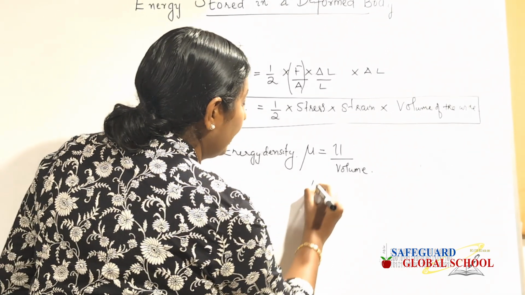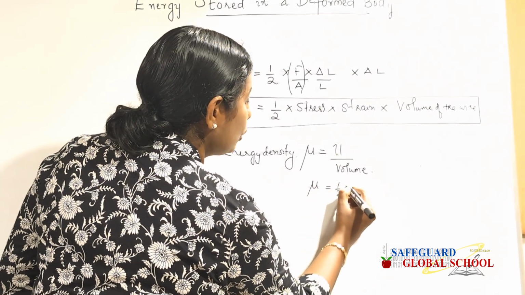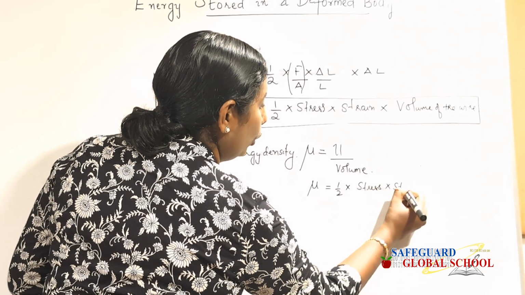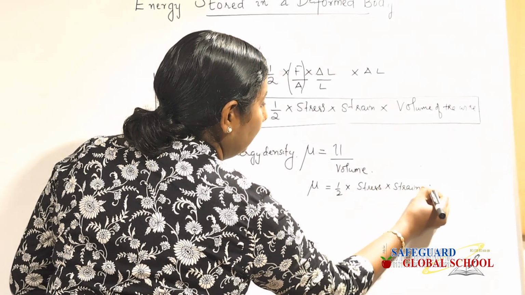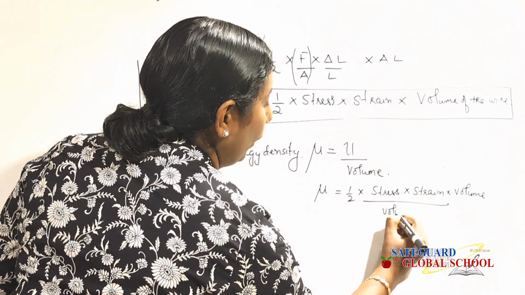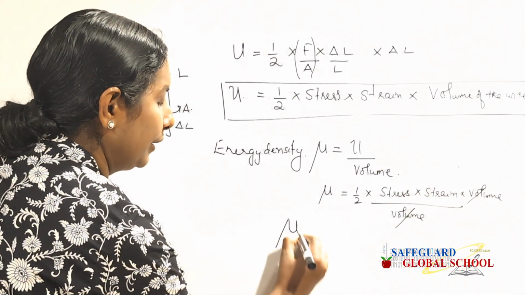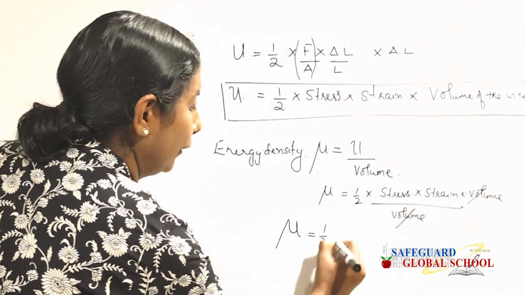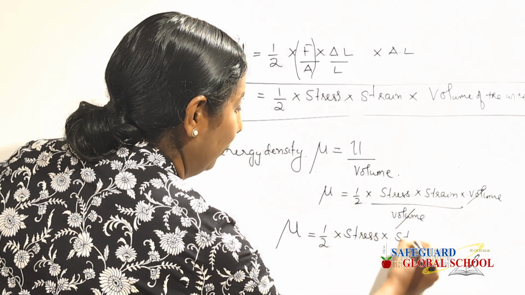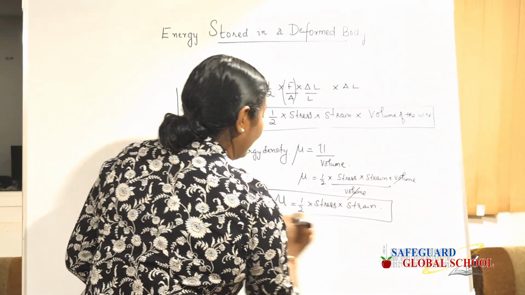So the energy density mu is equal to, what is U? It is half into stress into strain into volume, the whole divided by volume. So we know that this volume gets cancelled, right? So what is the value of energy density mu? It is half into stress into strain. So this is the equation for energy density of the wire.